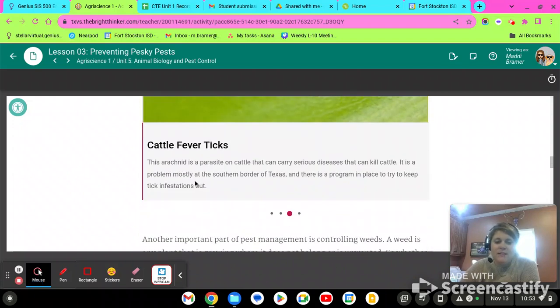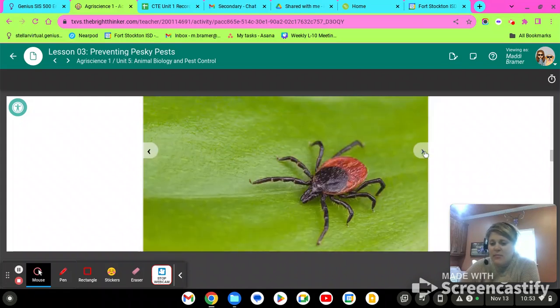Cattle fever ticks. It's an arachnid, a parasite on cattle that can carry serious diseases and can kill them. It's probably mostly at the southern border of Texas, and we have a program established to keep them out.